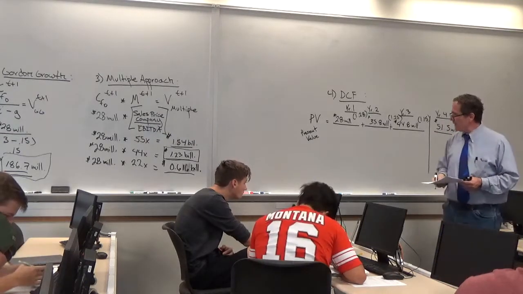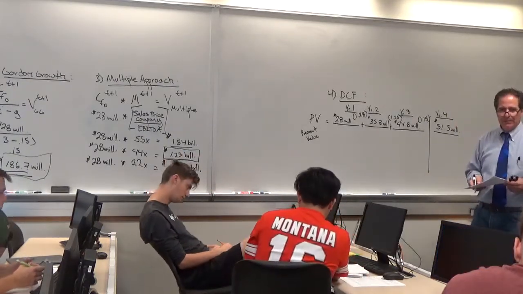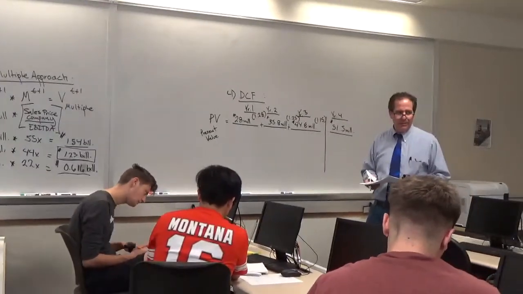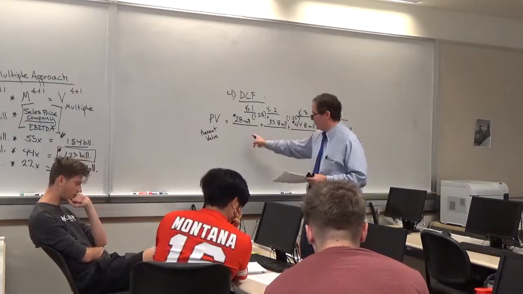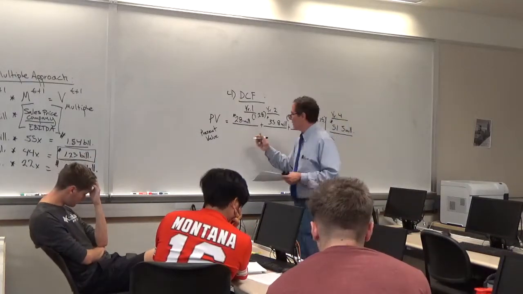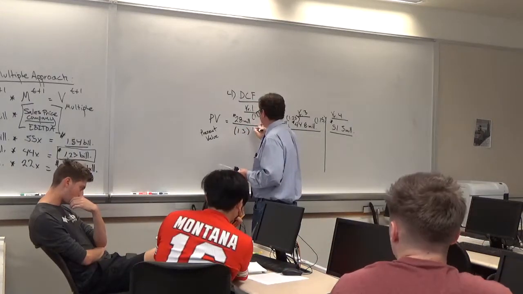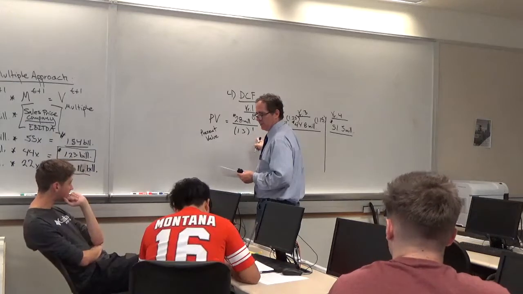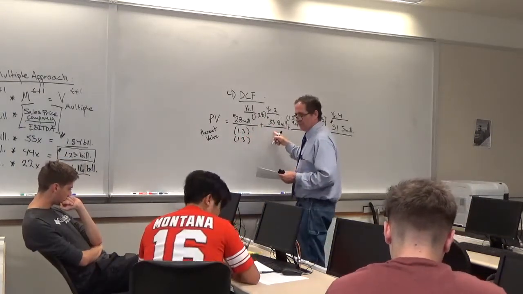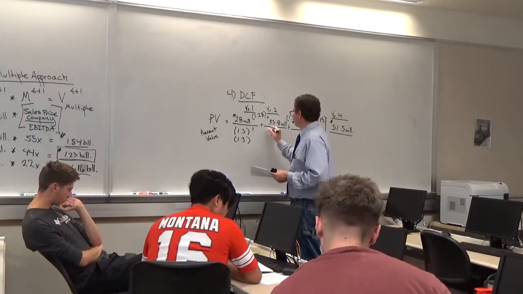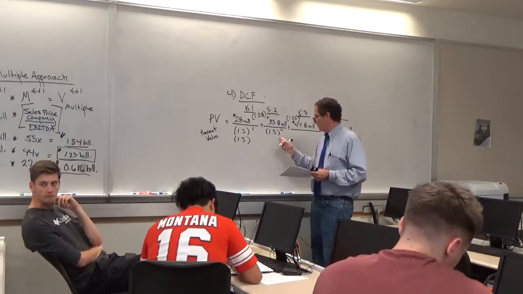Excellent. All right. So how do we calculate the discount factors? Do we know what the discount rate is, or the expected return? 30%. Yeah, 30%. So what would be this equation right here? 1 plus 0.3. And what's 1.3 to the 1? 1.3. Got it. And what's this one? 1.3 to the second, 1.3 squared.